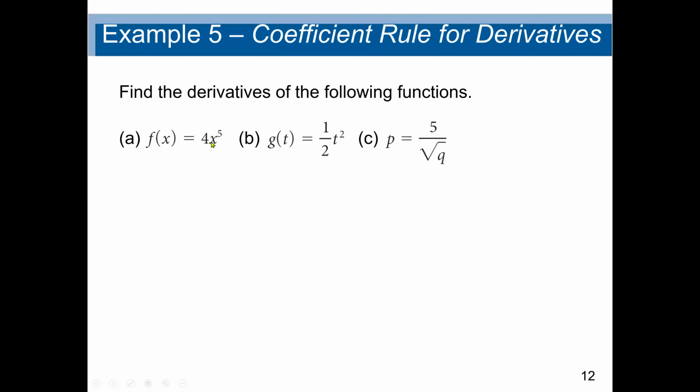So we have an example here, f at x equal to 4x to the power 5. To find the derivative of x to the power 5, it will be 5x to the power 4. This means I will bring the 5 down. So I'll get 4 times 5, and later our answer will be 20x to the power 4.